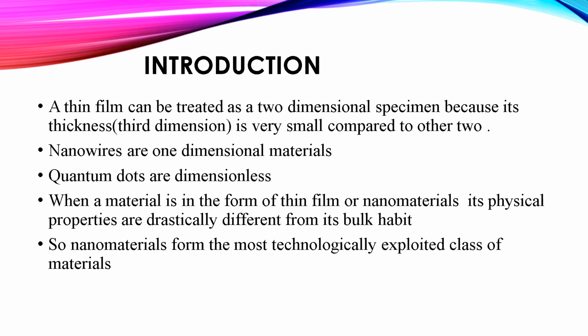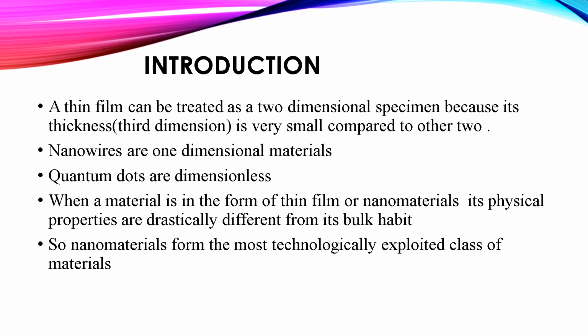A thin film can be treated as a two-dimensional specimen because its thickness, that means the third dimension, is very small compared to the other two dimensions. The nanowires are one-dimensional materials and similarly the quantum dots are dimensionless. When a material is in the form of a thin film or nanomaterials, its physical properties are drastically different from its bulk habit. That is, the properties are widely different when a material is considered in its bulk form.